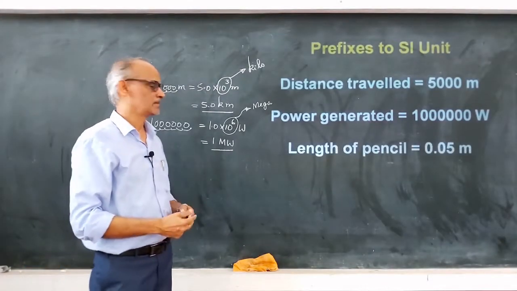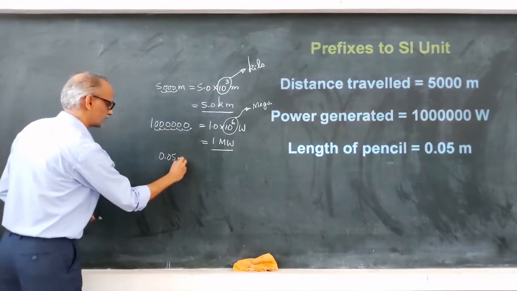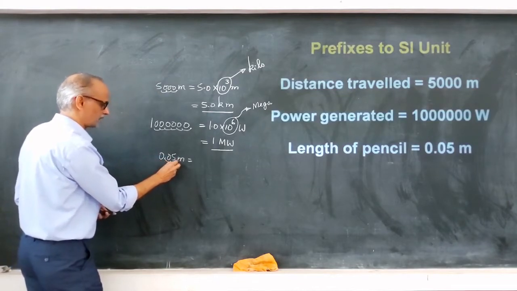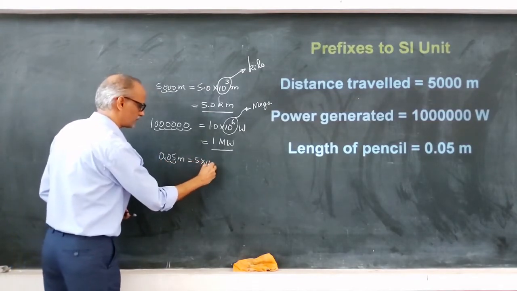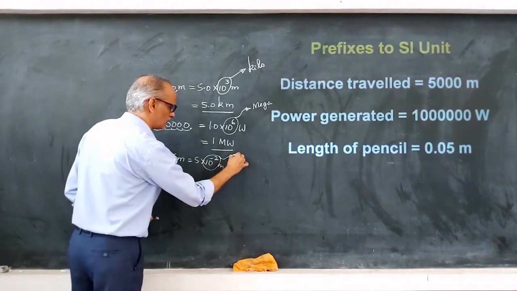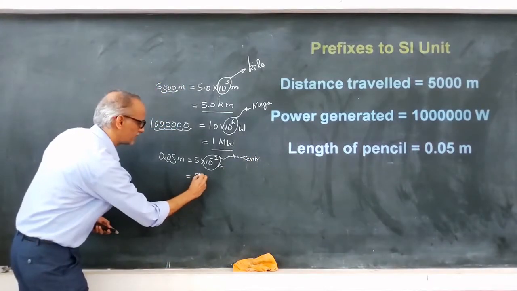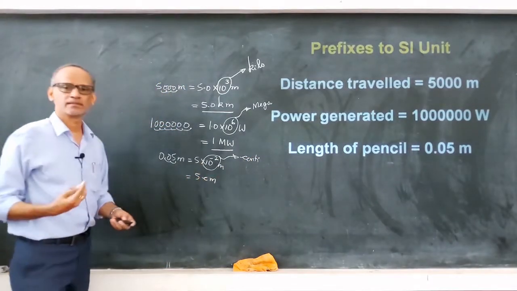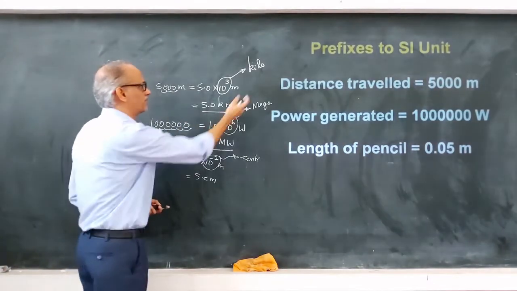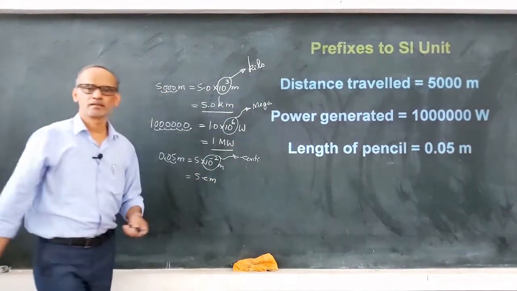Let's take one more example, 0.05 meter. Shift the decimal, no? 1 and then 2. It's a number lesser than 1, so I have to write 5 into 10 to the power minus 2 meter, correct? And this 10 to the power minus 2 is given a prefix centi, and we write this as 5 centimeter. So these are the differences. See here, what is the prefix? Kilo, mega, centi are the prefixes used.